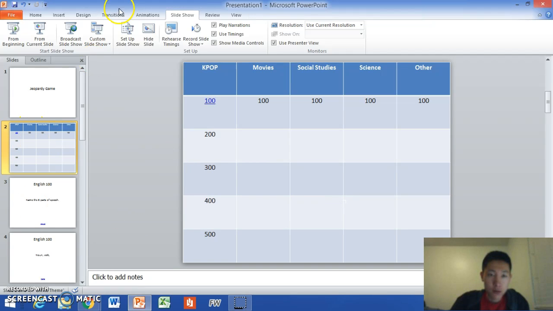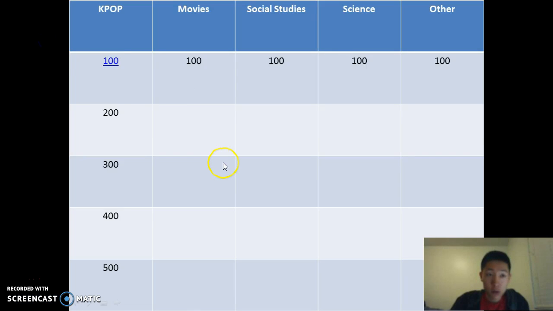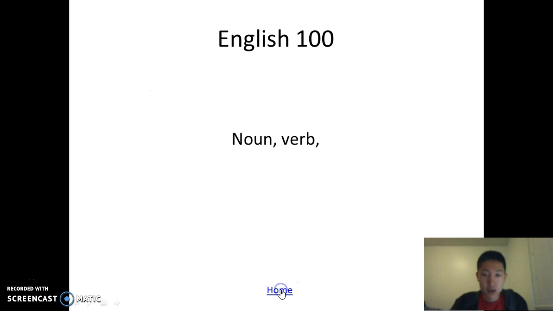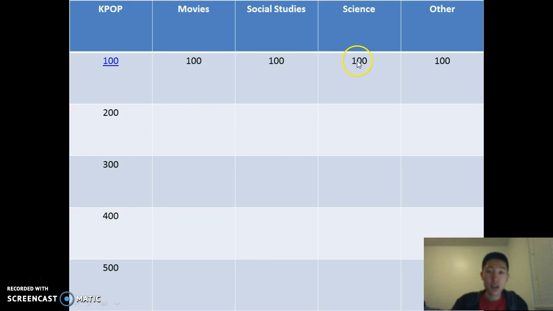Alright, now let's redo that from the current slide. 100, name the 8 parts of speech. There we go, there's my question. And then I press on the answer after the contestants have guessed their answer. And then we show our answer, and after that we press the home button and it'll take us back home, and then we choose another question that we want to see.